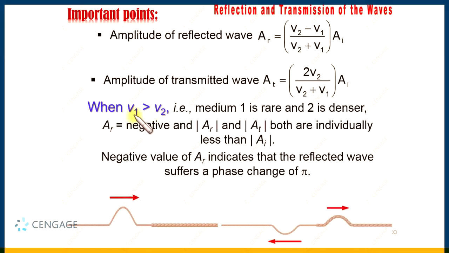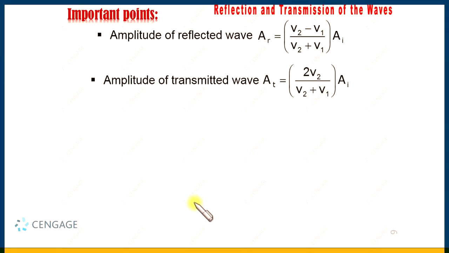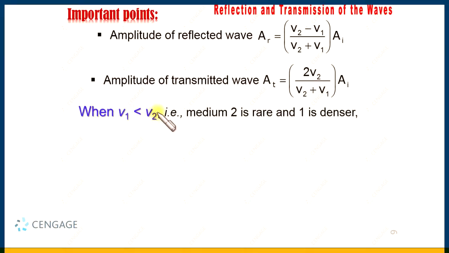If we consider the opposite case, that means the wave is traveling from thick string to thin string. That means V1 is less than V2. That means medium 2 is rarer and medium 1 is denser, like this. Okay, if you observe this equation, now V1 is less than V2, that means the reflected wave amplitude will have a positive value. That means the pattern of the reflected wave will not be inverted. That means there will not be any phase change of the reflected wave, but the amplitude of the reflected wave will always be less than the amplitude of the incident wave.